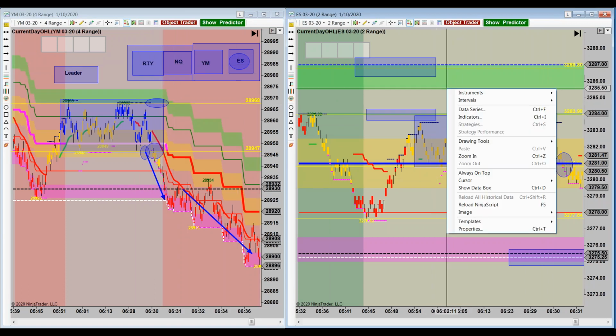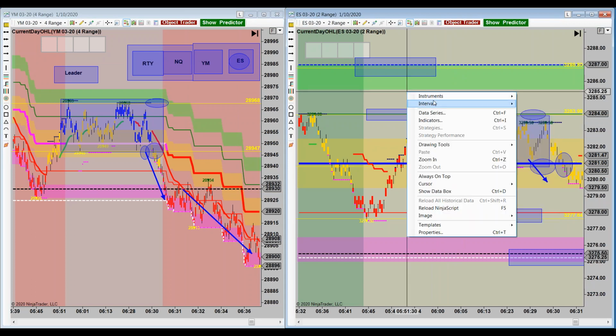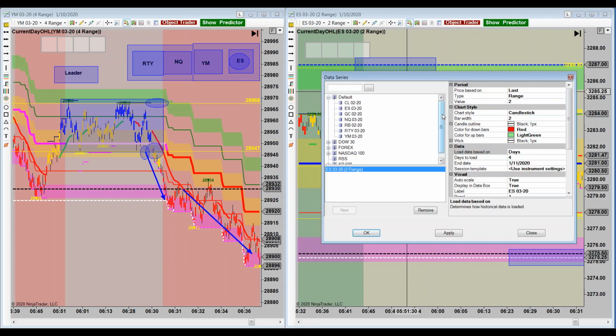Sandra, you changed it to a two. Just right click on your chart, go to data series, and then in here when you select range, instead of a four, you just put a two. Now, the other thing is all of the indicators are set for four. You might want to change them to two. I just leave them alone myself, but you can do whatever you want.